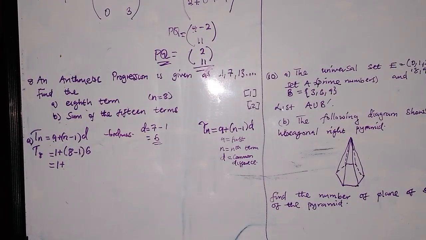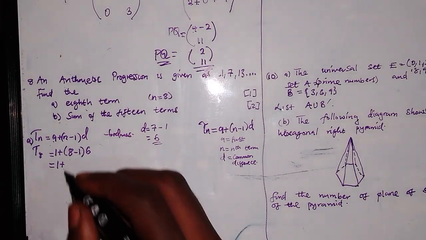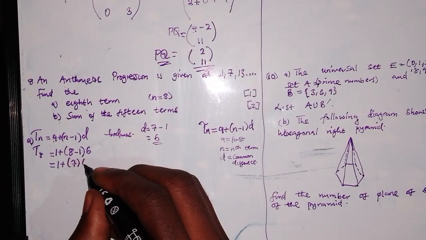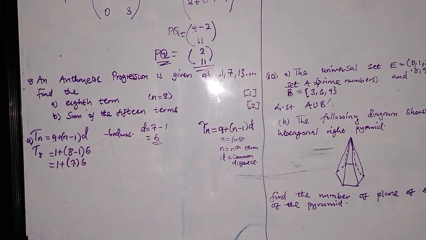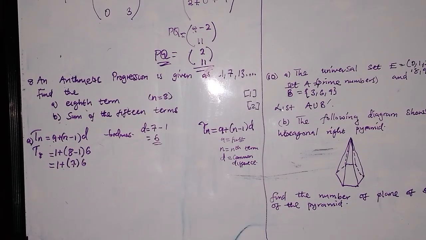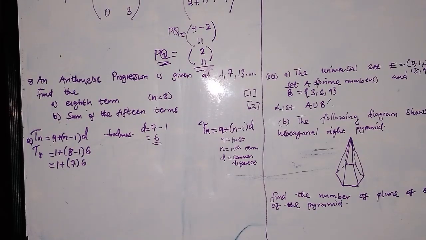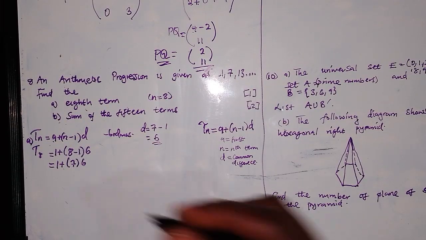So we are going to begin with whatever is inside the bracket. So we are going to say 8 minus 1 is what? 7. Then we have 6. Then according to BODMAS, before addition, we have to multiply. So we are going to say 7 times 6, we have 42.